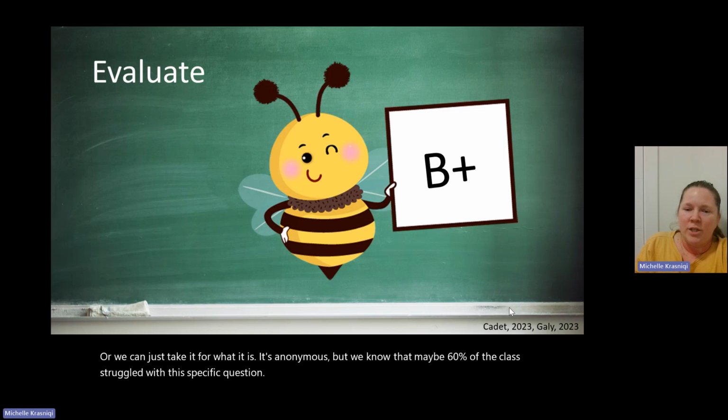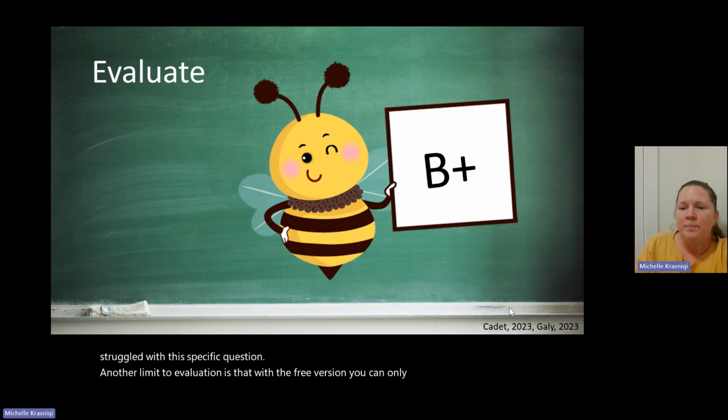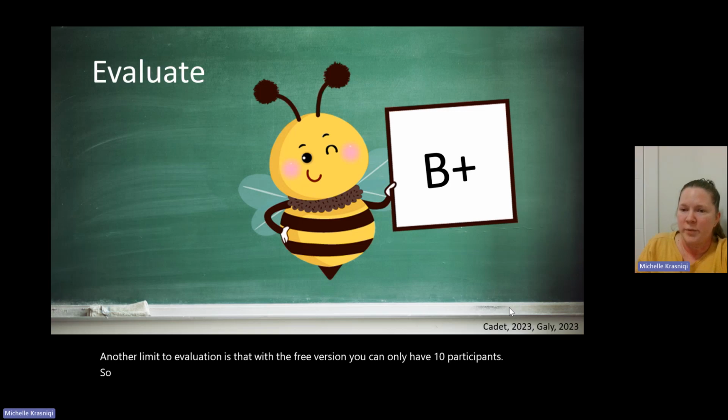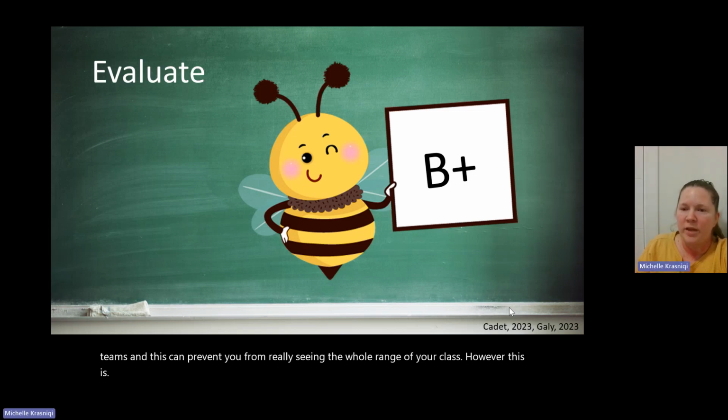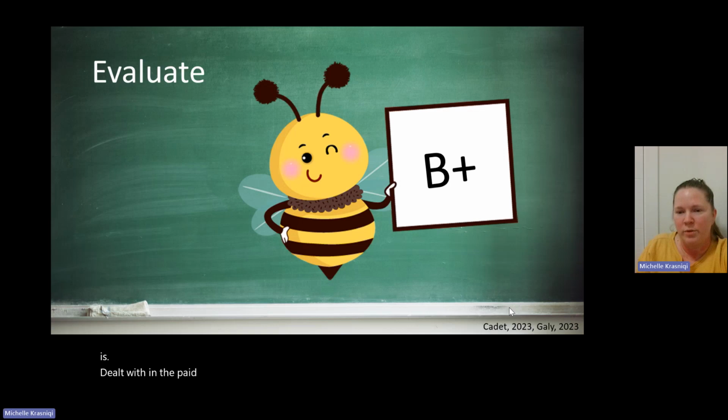Another limit to evaluation is that with the free version, you can only have 10 participants. So if you have more participants than that in your class, you might have to join them up on teams, and this can prevent you from really seeing the whole range of your class. However, this is dealt with in the paid version because you can have a much larger number of participants.